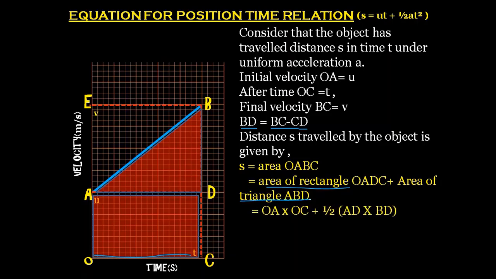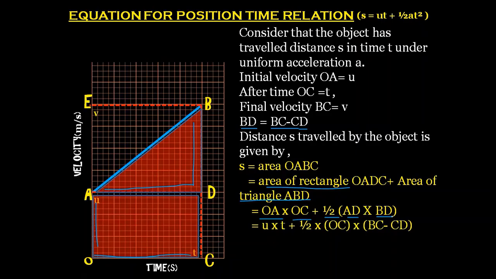Also, we know that the area of a rectangle is length into breadth. In this case, length is OA, this one, and breadth is OC. The area of a triangle is half into base into height. Half, AD is the base, this is the base of the triangle, and BD is the height. This is the height.